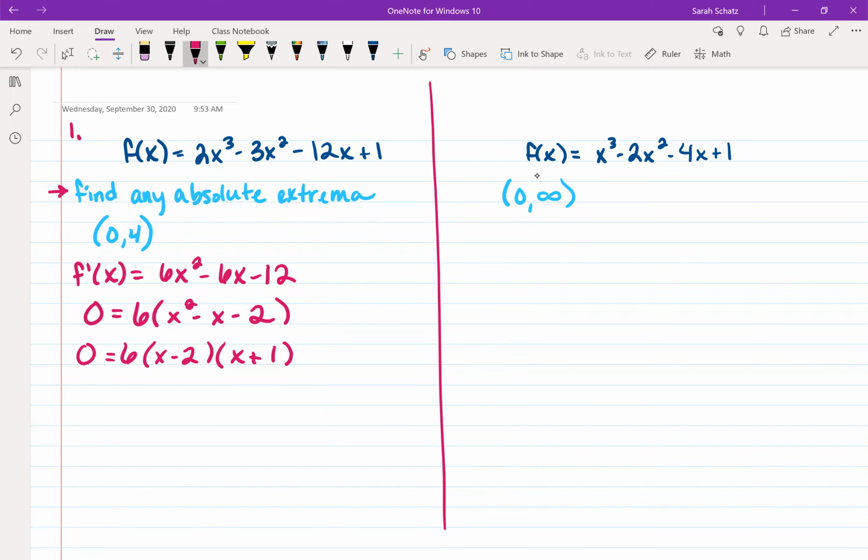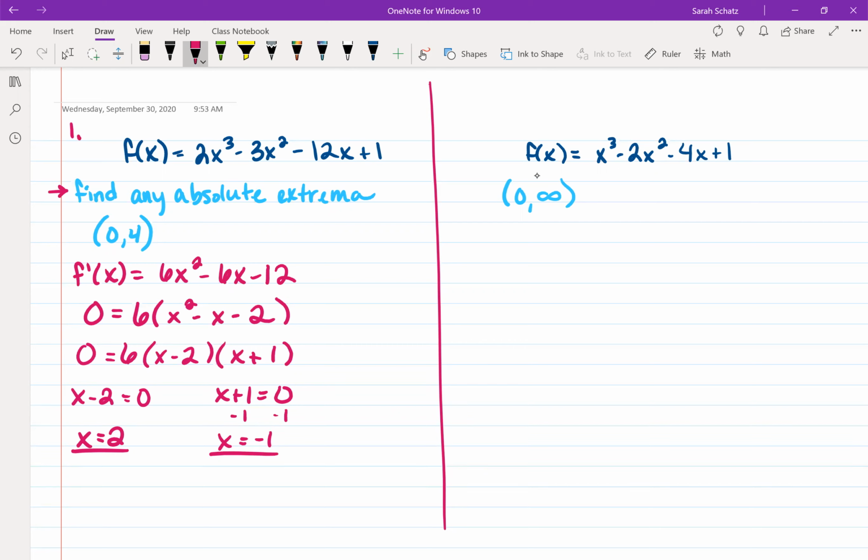Where do I go from here? I need to set each of the factors with an x in it equal to 0. So I have x minus 2 equals 0, and I solve for x, and I get x equals 2. This is the location of one of my critical points on this function. Now, where's the other one? It's at x equals -1.